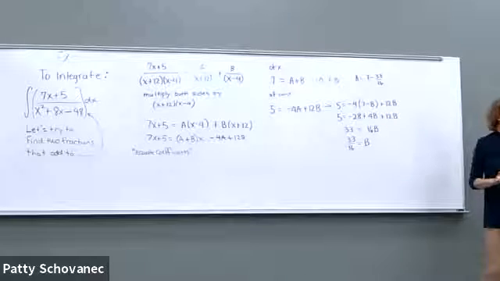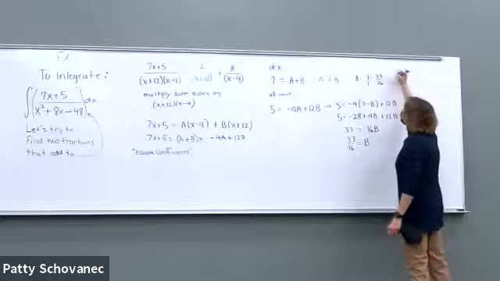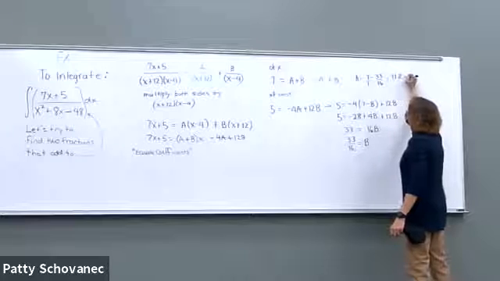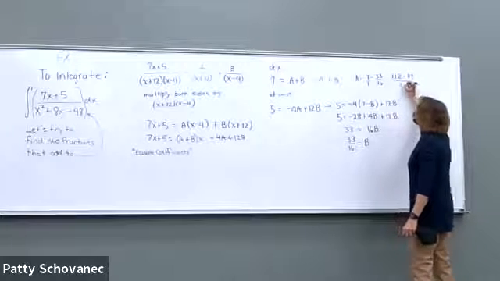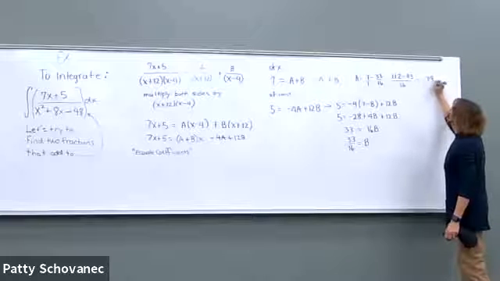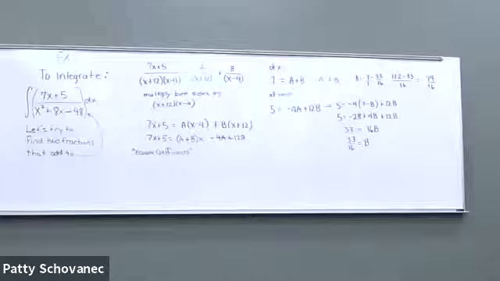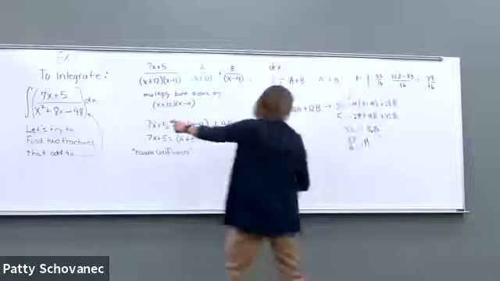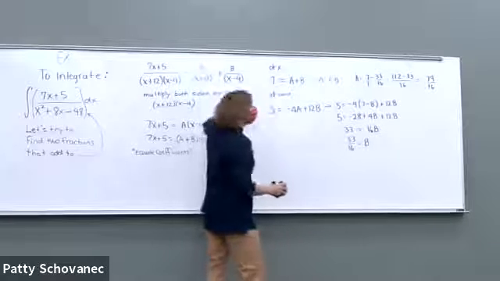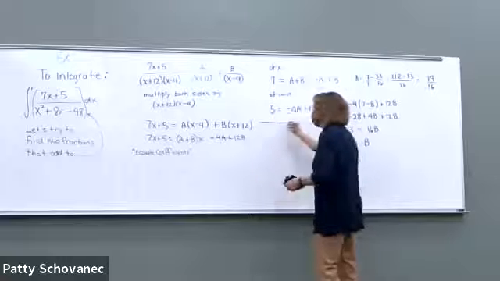Let's see, 7 times 16 is a big number. 112. 79 over 16 maybe is A. And so to integrate this, we just replace A and B with those numbers and integrate that. Let's see if we can do that in here.